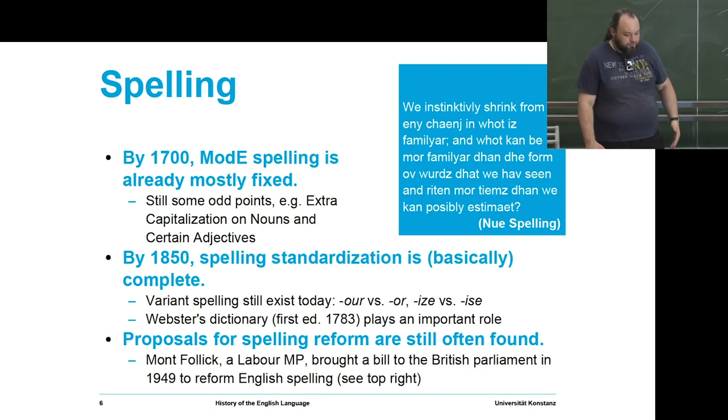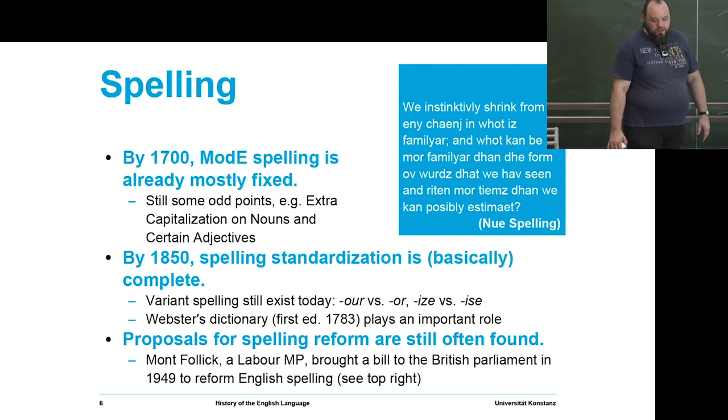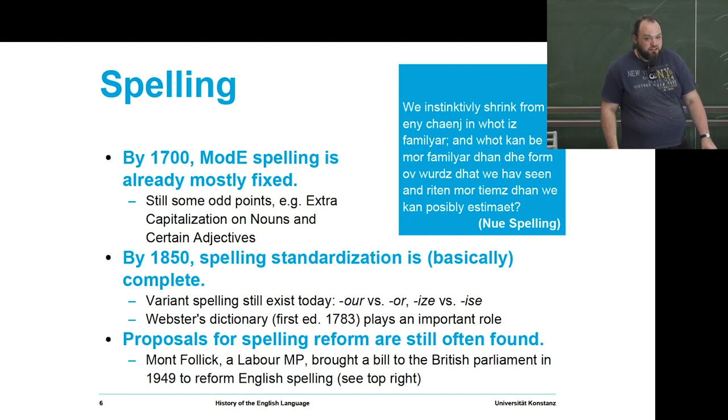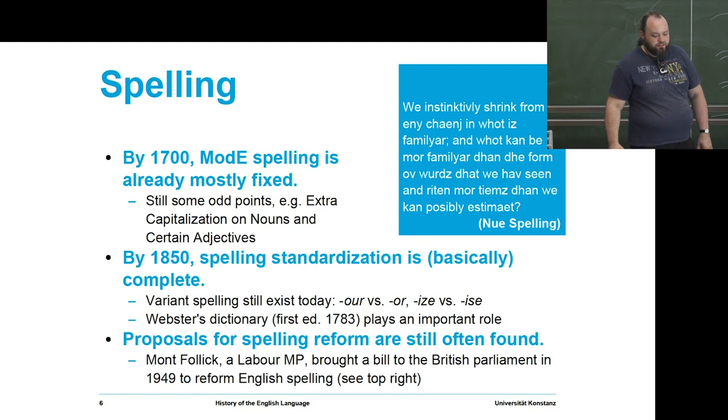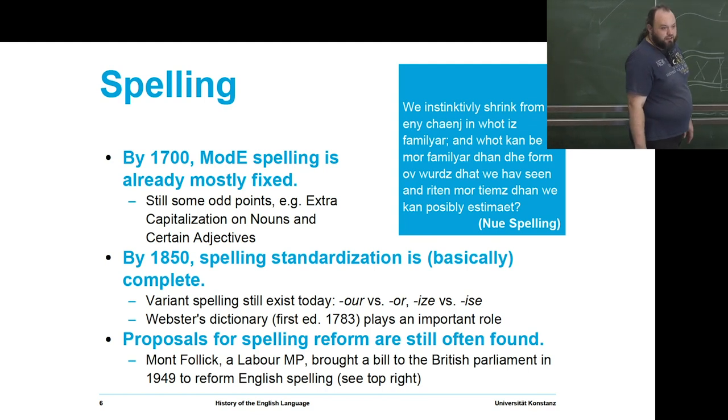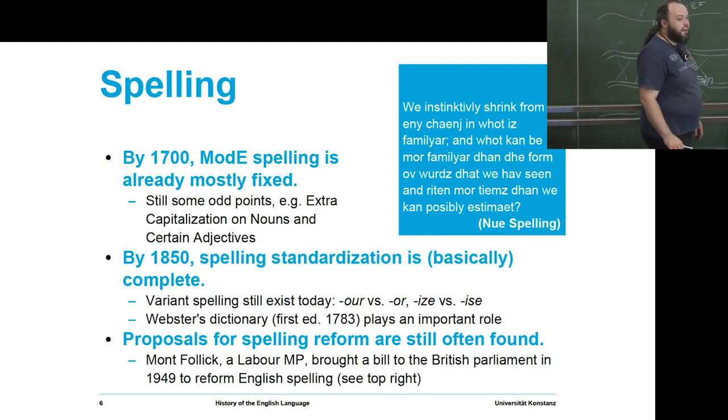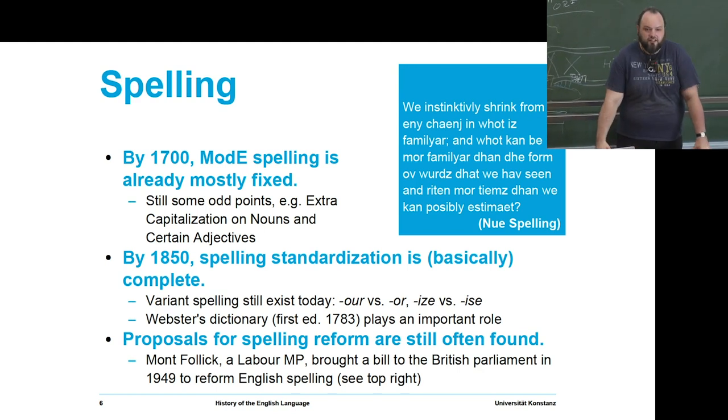Of course, there are still variant spellings today. So in British English, words like labor and color, we have an O-U-R, and in American English, there is just O-R. There is realize versus realise, with a Z in the spelling versus with an S in the spelling. The Z variant is ubiquitous in the United States, and in Britain, people use both. People use the S or the Z.